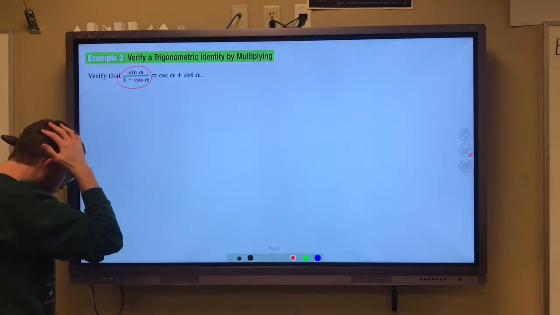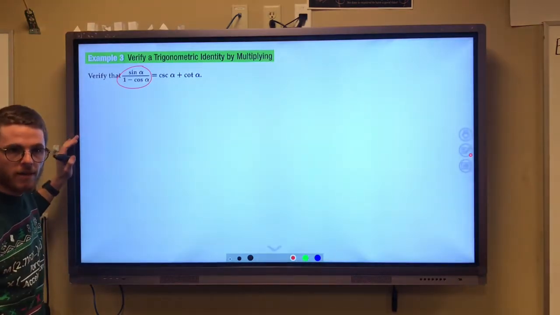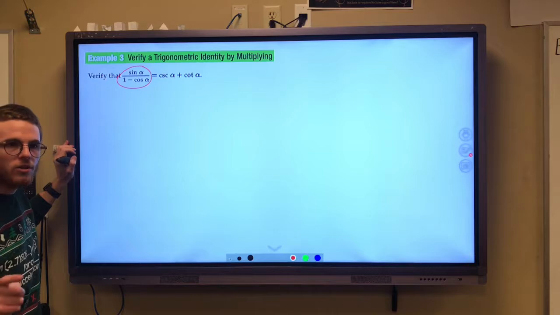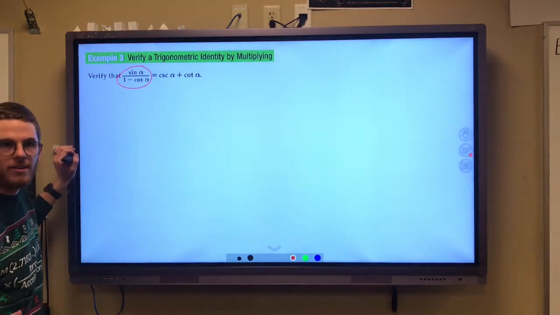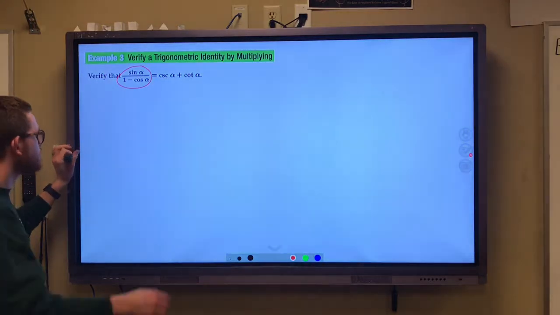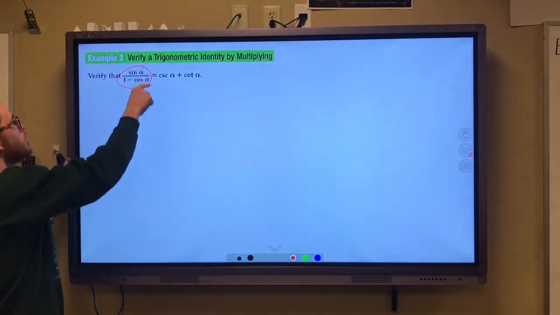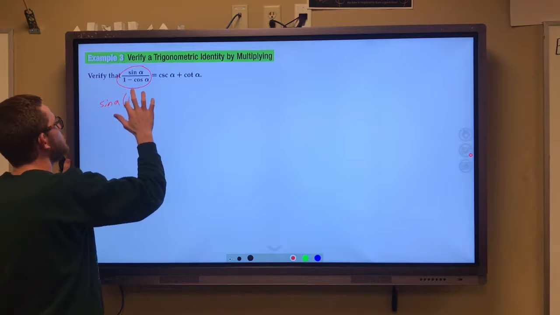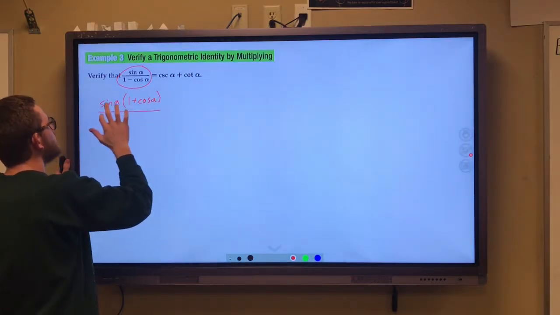Now, whenever we see something like 1 minus cosine of alpha like that, you might be thinking to yourself, that looks kind of like a Pythagorean identity, right? So we're going to try to make it look more like a Pythagorean identity. We need something squared, so I'm going to multiply both top and the bottom by the conjugate, which would be 1 plus cosine on the top and the bottom.